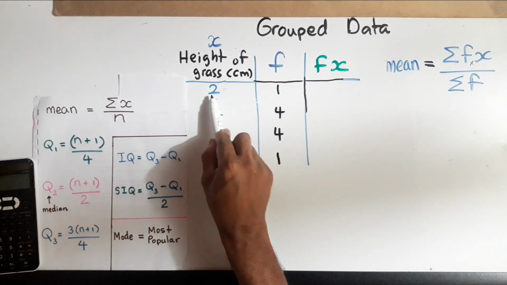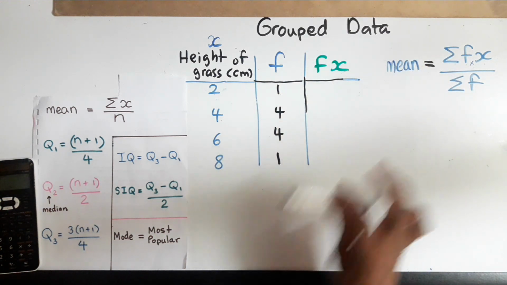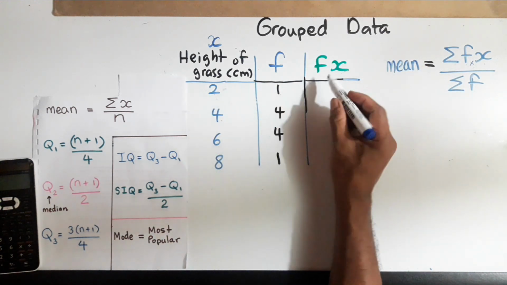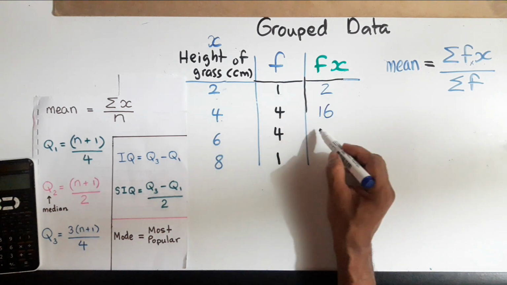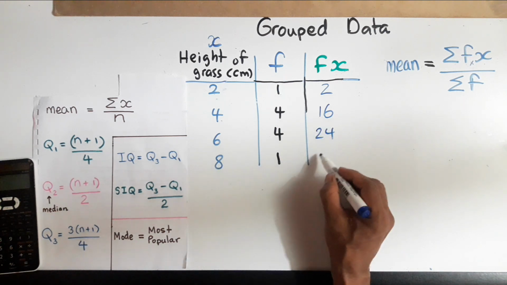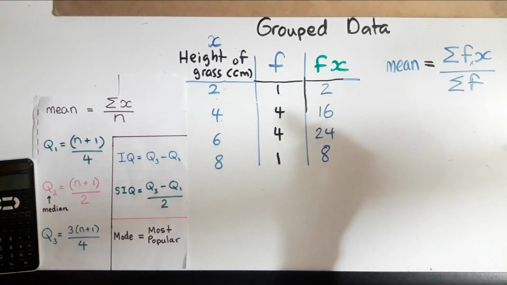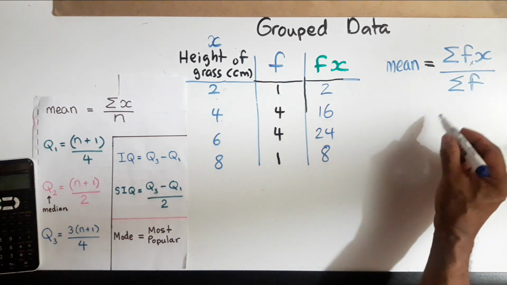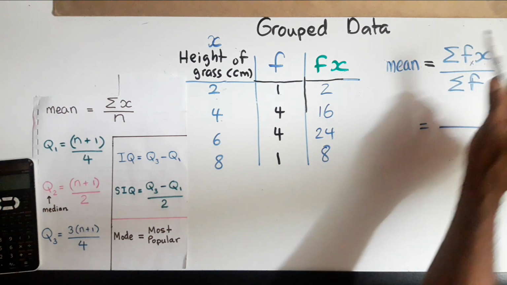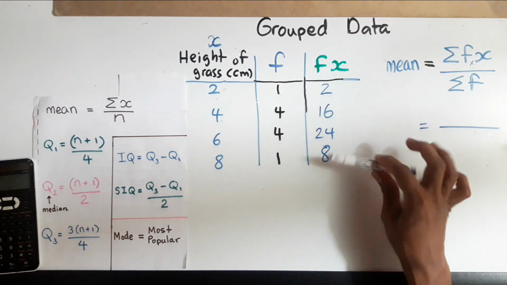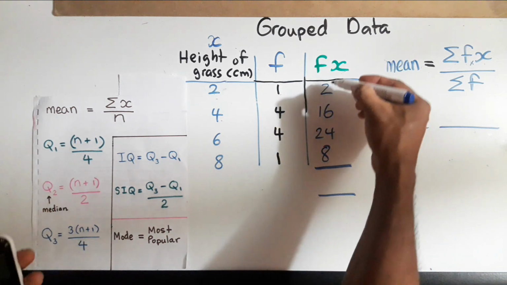So all we have to do is take the x and multiply by the corresponding f value, and we will get the fx values. So 2 by 1 is 2. 4 multiplied by 4 is 16. 6 multiplied by 4 is 24. And 8 by 1 is 8. So you see how easy it was to get f multiplied by x? Now, we need to sum up everybody in the fx column. So this here is the fx column. So to find sigma fx, we just need to add up everybody in this column.